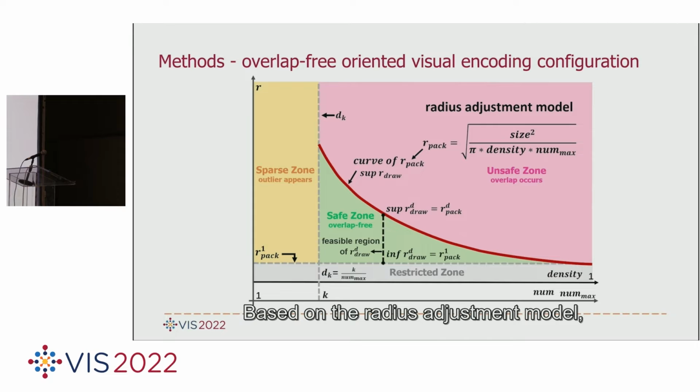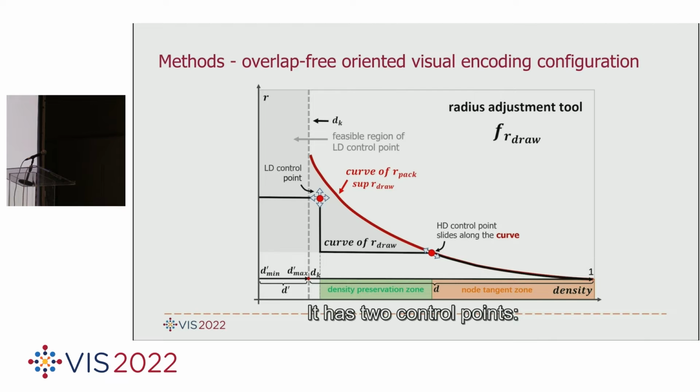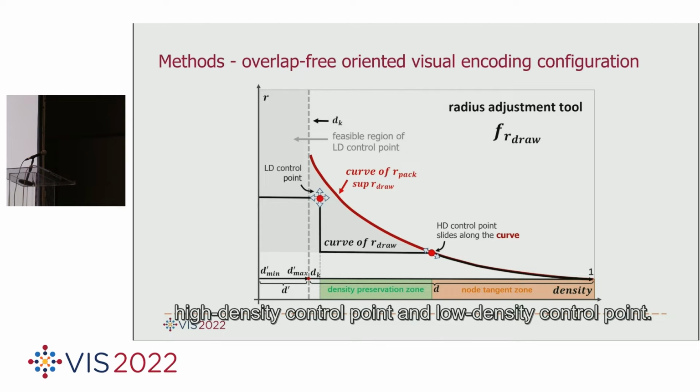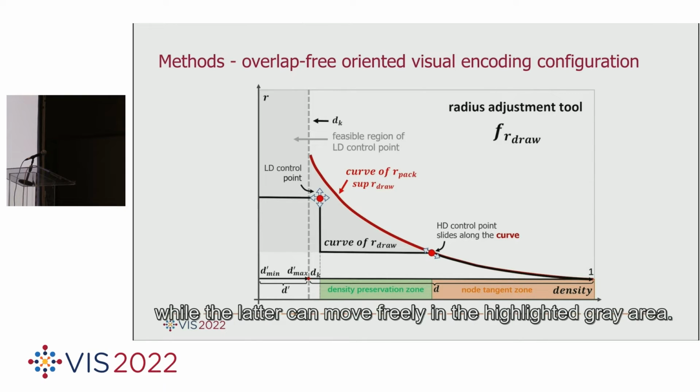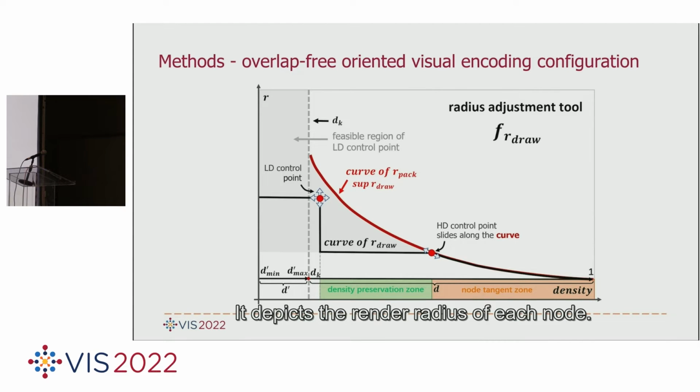Based on the radius adjustment model, we developed an interactive tool called Function RDraw. It has 2 control points, the high-density control point and the low-density control point. The former can only slide along the curve of RPAC, while the latter can move freely in the highlighted gray area. These 2 control points form a piecewise function called the curve of RDraw. It depicts the render radius of each node.